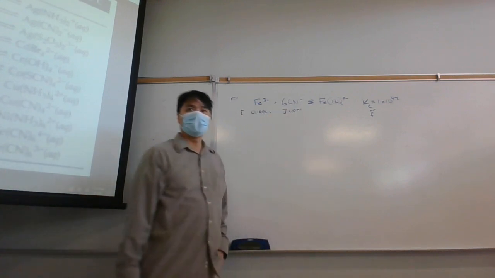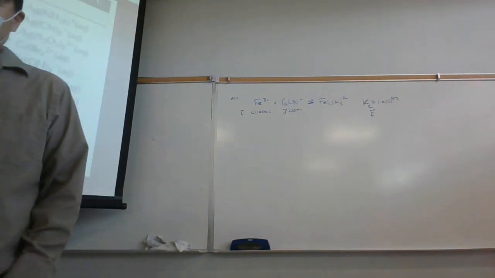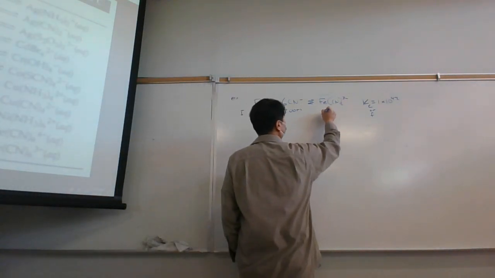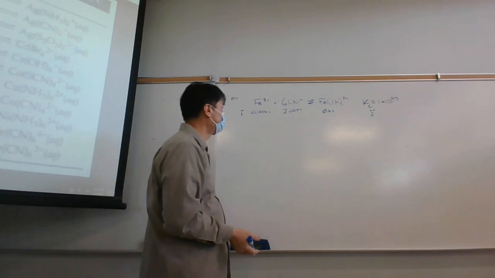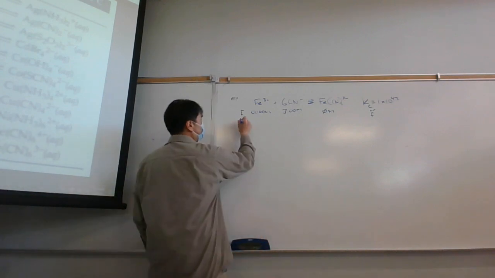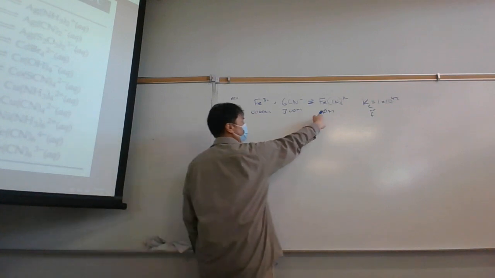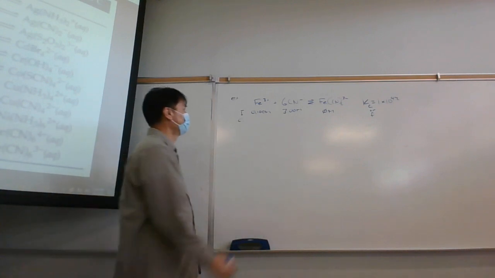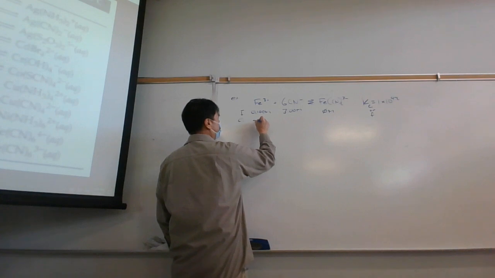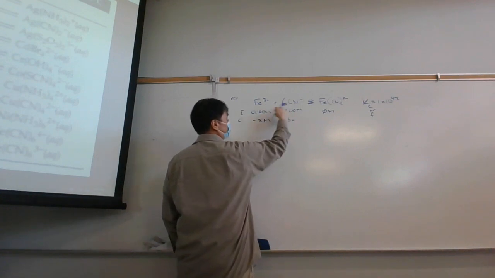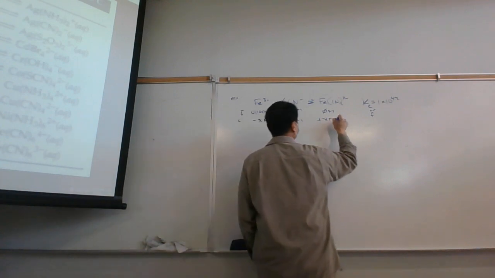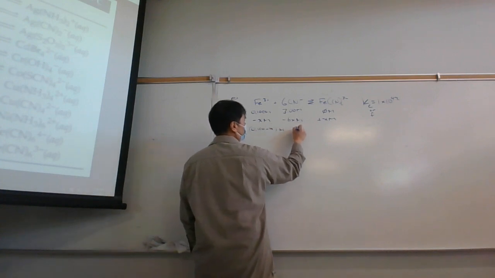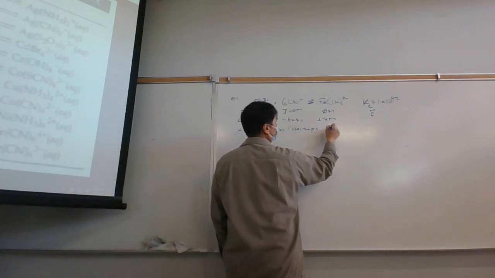It's similar to the previous problem. And so we could do this here like this. We could just say, well, it's gotta shift to the right because there's nothing here, and so we gotta make some product. In fact, this should be mostly all product, right? And so if we did the change here, this would be minus x molar, minus 6x molar, because it's a 1:6 ratio. And this would be plus x molar. And so at equilibrium, we're gonna have 0.100 minus x molar, 3.00 minus 6x molar, and x molar over here.